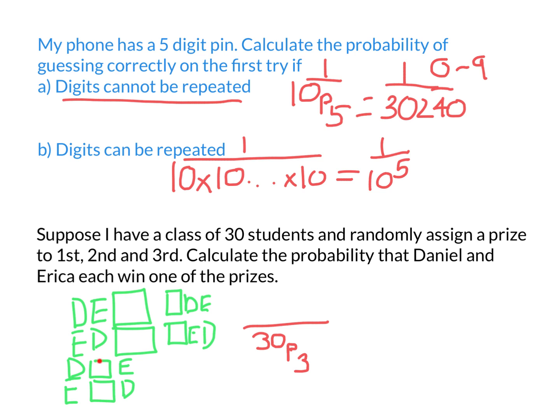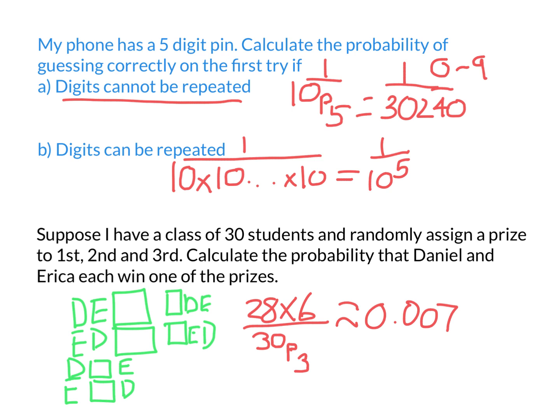So for each of these 6 options, there are 28 possibilities to go in the box. So the total number of permutations involving Daniel and Erica is 28 plus 28 plus 28 and so on. Quick way to do that is obviously 28 times 6. So putting that on our calculator, we get a very low probability of about 0.007. It does make sense. It'd be very unlikely that both of them win a prize given how many permutations there are.